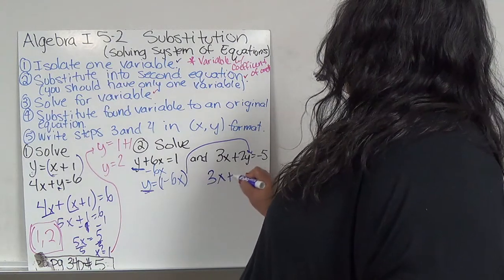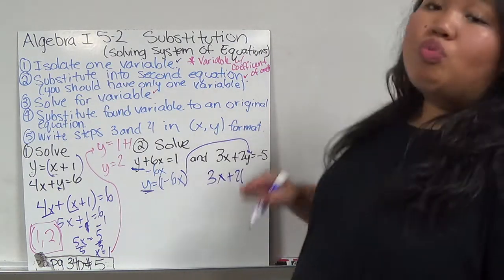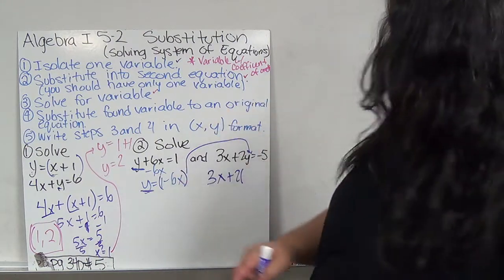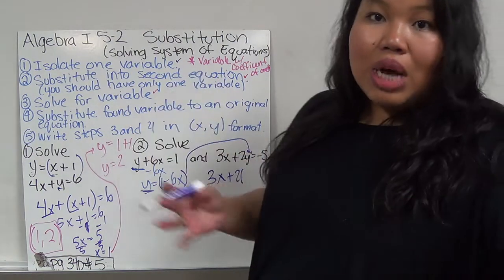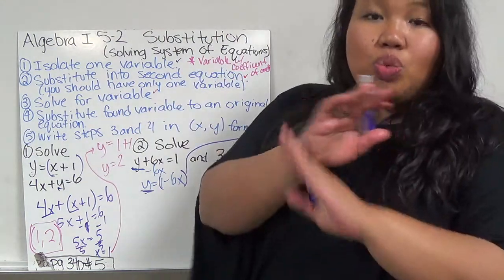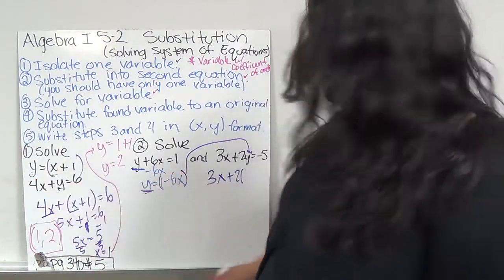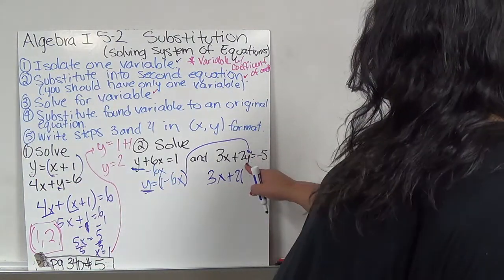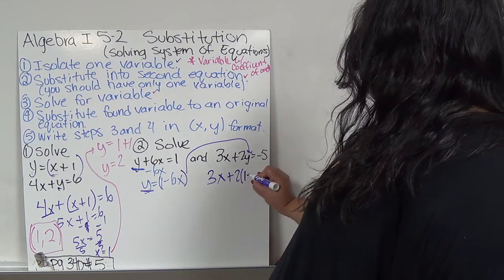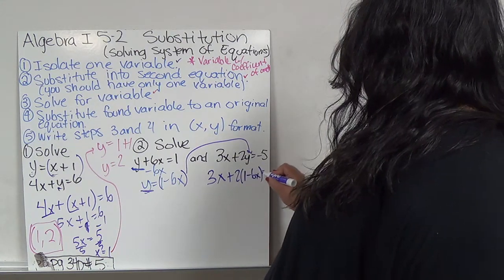So I had 3x plus 2, and again, I'm replacing the y. I'm not putting it next to it. I'm not dividing it. Sometimes people come up with random things to do with that y. I switch it out, okay? So I switch out this y for the entire bubble: 1 minus 6x equals negative 5.